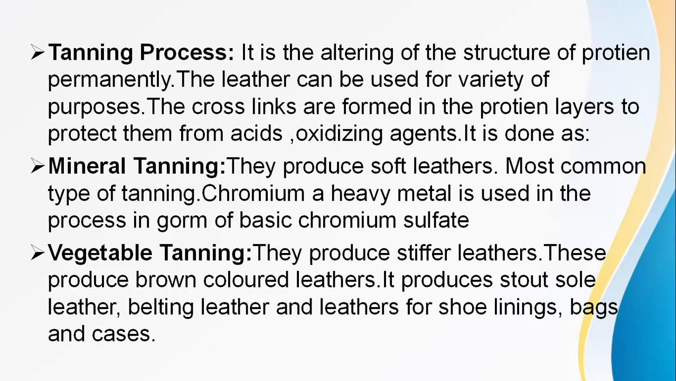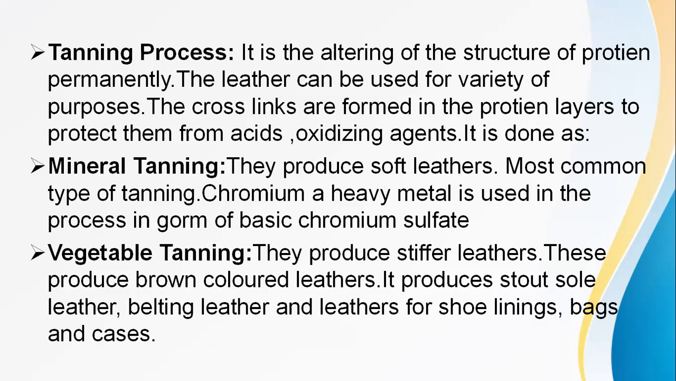Here comes the tanning process. It is the permanent altering of the structure of protein. The structure of protein is completely altered. Crosslinks are formed in the protein layer to protect them from the effects of acids and oxidizing agents. There are two types of tanning, mineral tanning and vegetable tanning. There is a difference between them. Mineral tanning produces soft leathers and vegetable tanning produces stiffer, harder leathers. The most common type of tanning is mineral tanning.